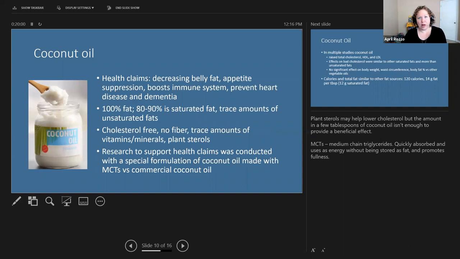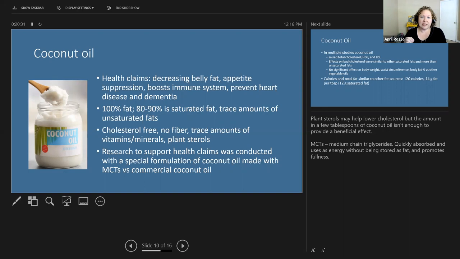Coconut oil is another big one. I still hear about it now, although it was probably bigger. I think it first became very popular maybe a couple of years ago. The health claims range from decreasing belly fat to appetite suppression, boosting the immune system, preventing heart disease, and slowing the effects of dementia. It is 100% fat, just like any other oil or butter.